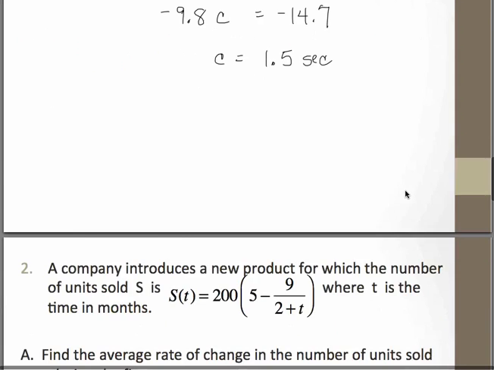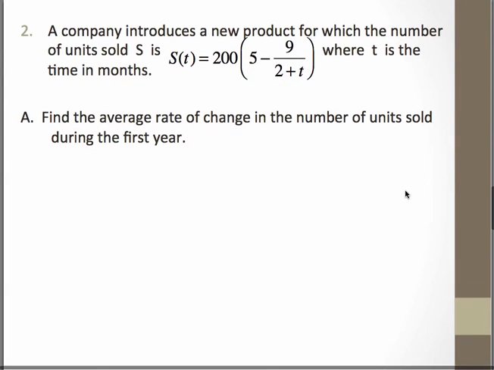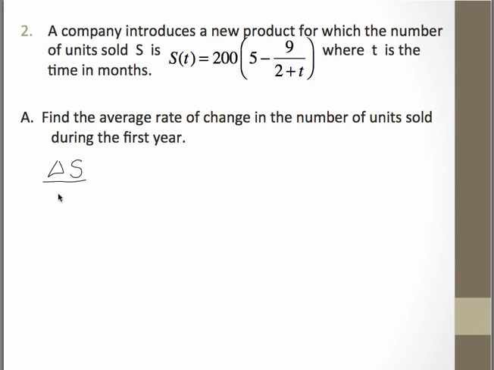So let's look at a more business kind of application. In this case, we have a company that's selling a new product. The number of units sold is given by that S equation there, and T is the time in months. And so the first thing we're asked to find is the average rate of change in the number of units sold. So that's going to be change in S over change in T. Now, it's over the first year, but remember we were told the time was in months. So in this case, we have to do S of 12 minus S of 0.